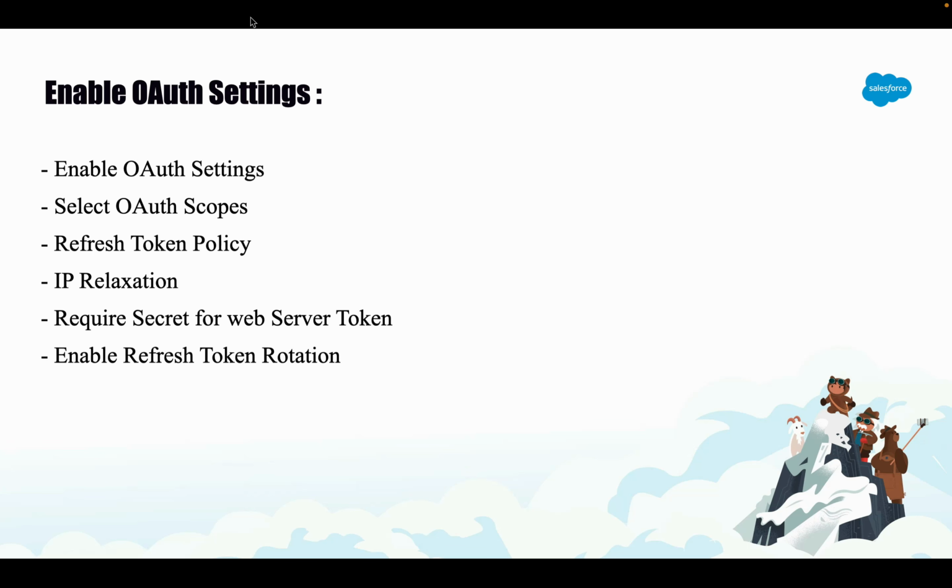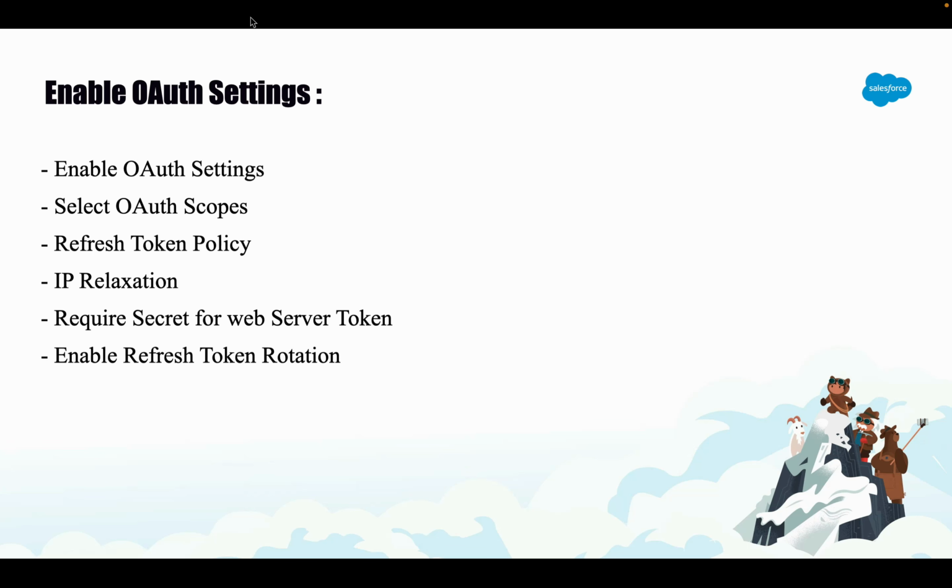Because an access token is a short-lived token, it will expire soon. The moment it expires, the external system can use the refresh token provided by Salesforce the first time and then request a new access token with the help of the refresh token. Okay, so that is why the refresh token plays a very important role.